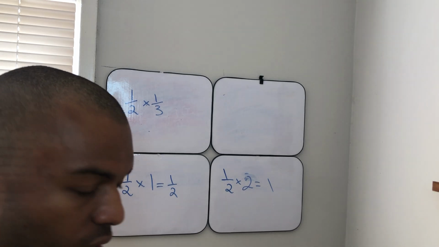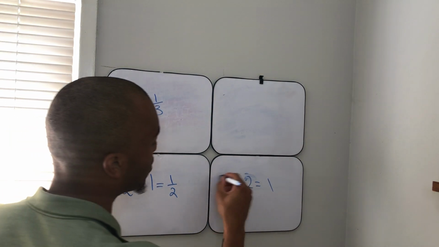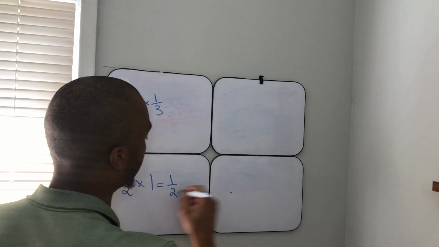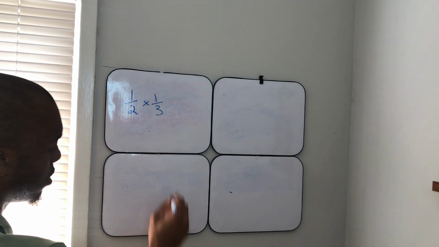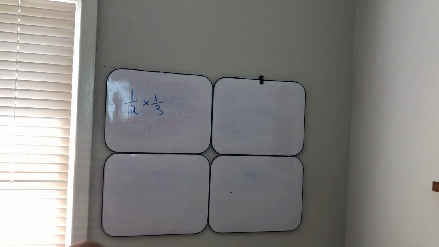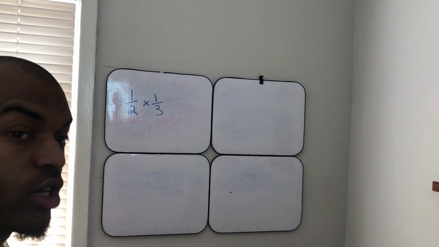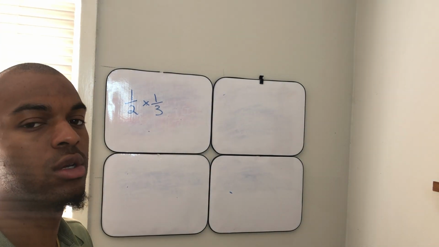So we know kind of what multiplication is when it's not a fraction, but when it is a fraction, what happens to the number that you're multiplying? When you are multiplying a fraction by another fraction, or when you multiply any number by a fraction, the number is going to get smaller.